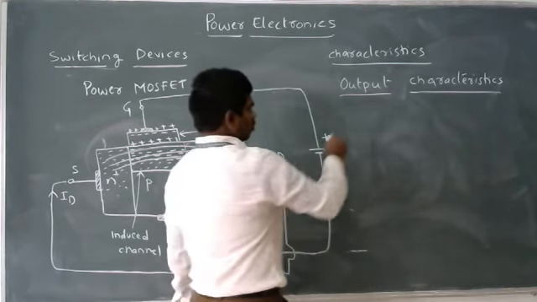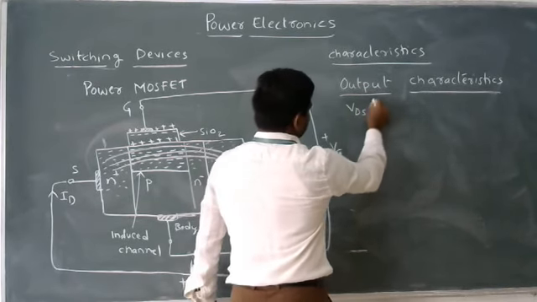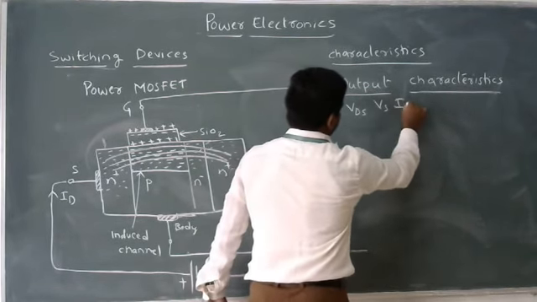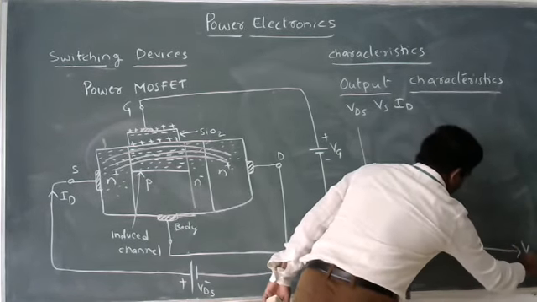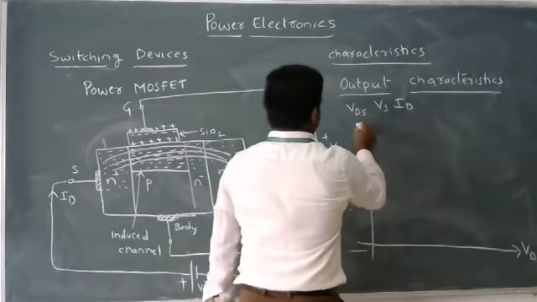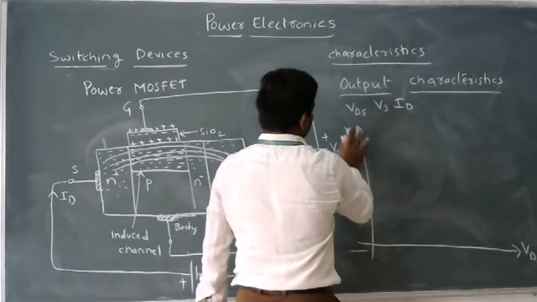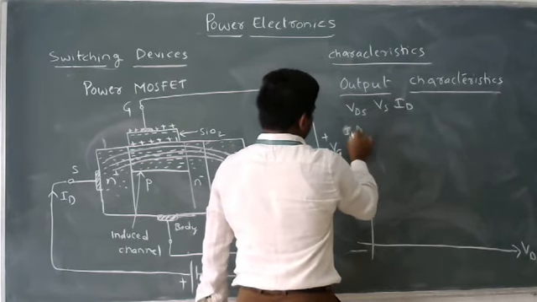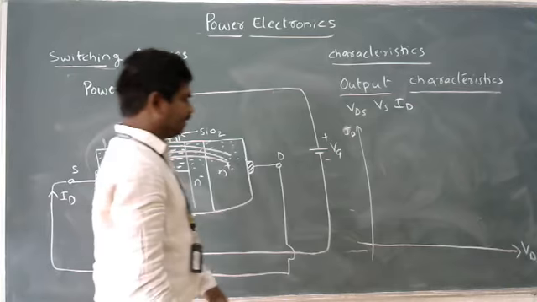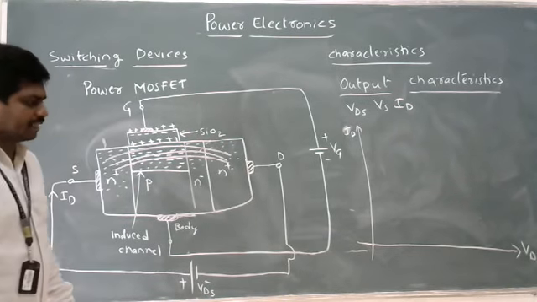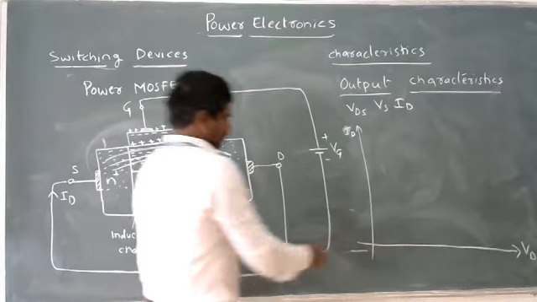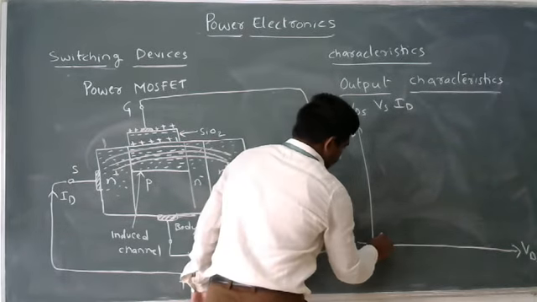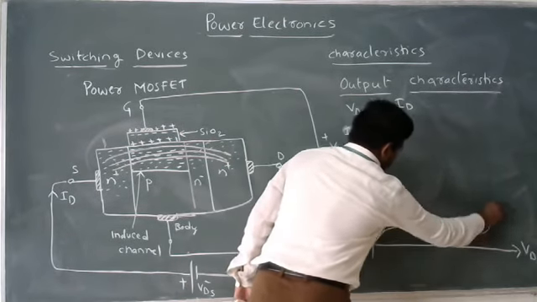Output characteristics are drawn between VDS versus ID, that is VDS versus ID at constant VG. At constant VG values, we are taking the output characteristics. We can say these are also the performance characteristics of the power MOSFET. See this, look at this.